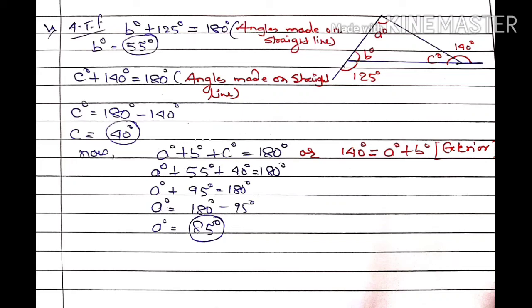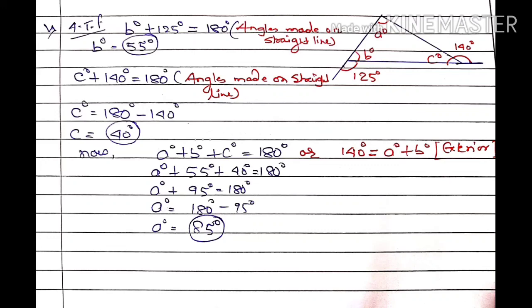Now see question number 5. Okay, two angles are outside. One is 125 degrees, another one is 140 degrees. You can start from anywhere. But the interior angles, angle A, angle B, angle C, are not given. What will we do in this case? In this case, check the position of angle B and 125. Both are on a straight line. So B plus 125 is equal to 180 degrees, as angles made on a straight line. So B is equal to 55.